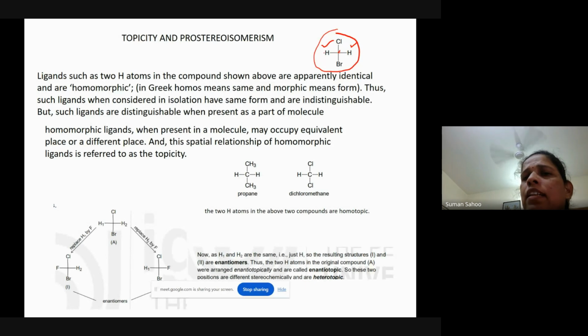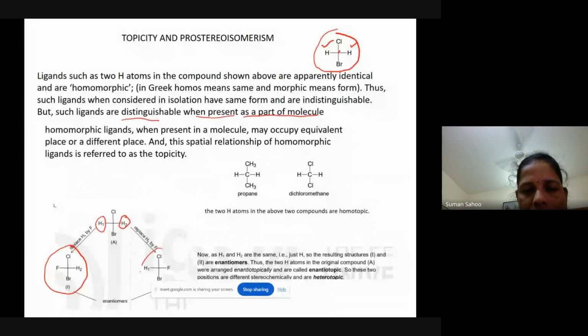These ligands or atoms in isolation have the same form and are indistinguishable, but such ligands are distinguishable when present as part of a molecule. So they are the same; how can they be distinguishable when part of a molecule? Look at the same molecule. I have named them H1 and H2 here. If I replace H1 by F, I will get this compound, and if I replace H2 by F, I would get this compound.